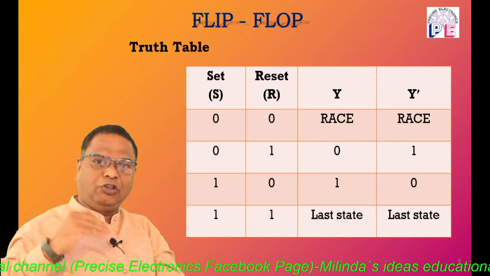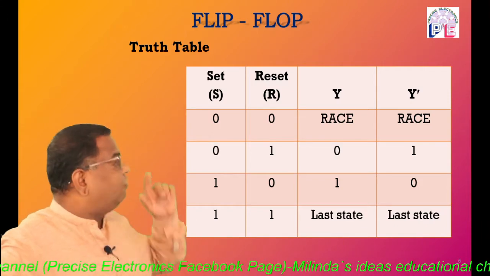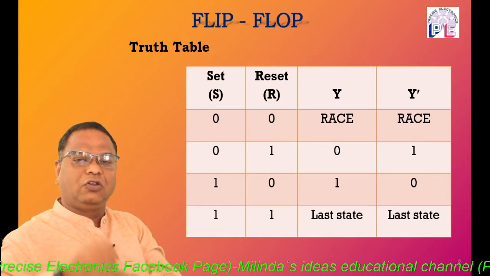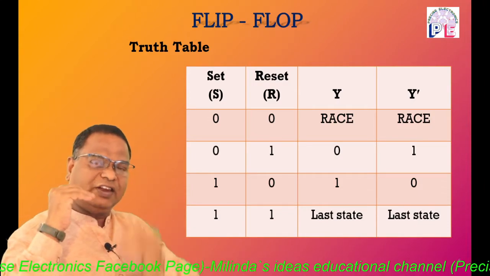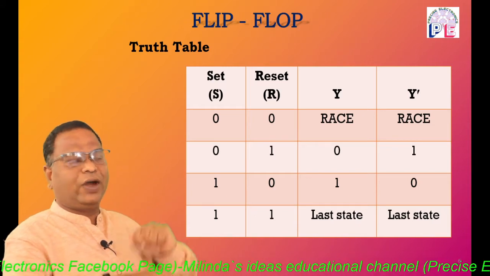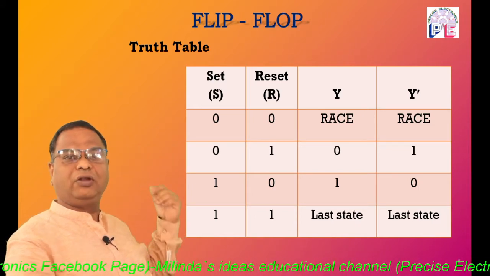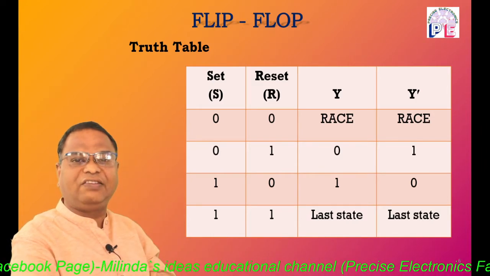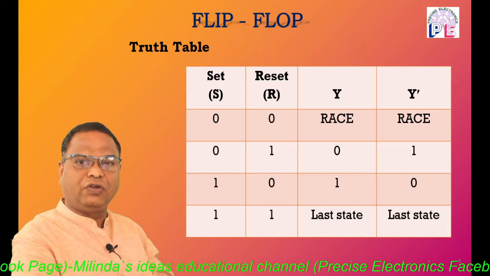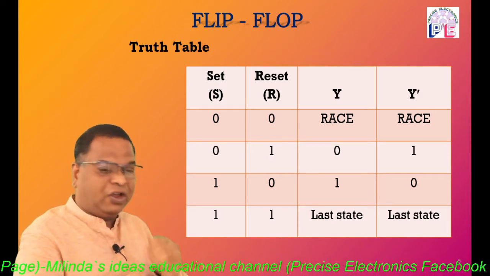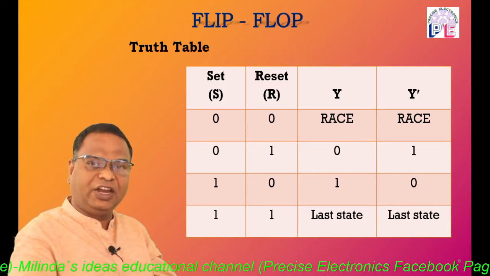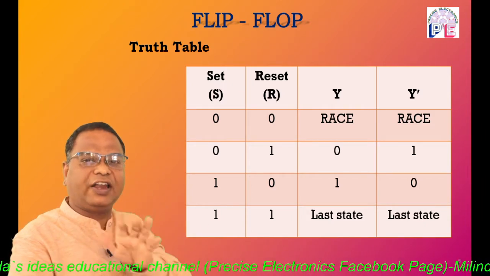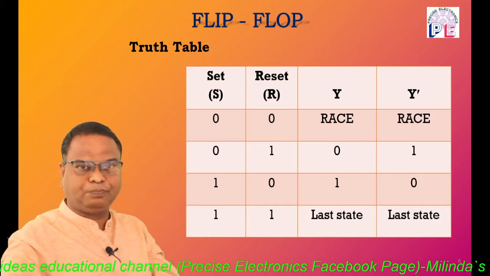Next, when set input is low and reset input is 1, output Y is equal to 0 and Y complement is 1, the flip-flop is in reset. Next, when set input is 1 and reset input is low, that is the third case, Y is equal to 1, Y complement goes to low level, and the flip-flop is now in set mode. And when both inputs, set and reset, are high, both are 1, 1, the flip-flop is now in the last state. It remains in the previous state, whether it is set mode or reset mode. So that is the RS flip-flop using NAND gate.